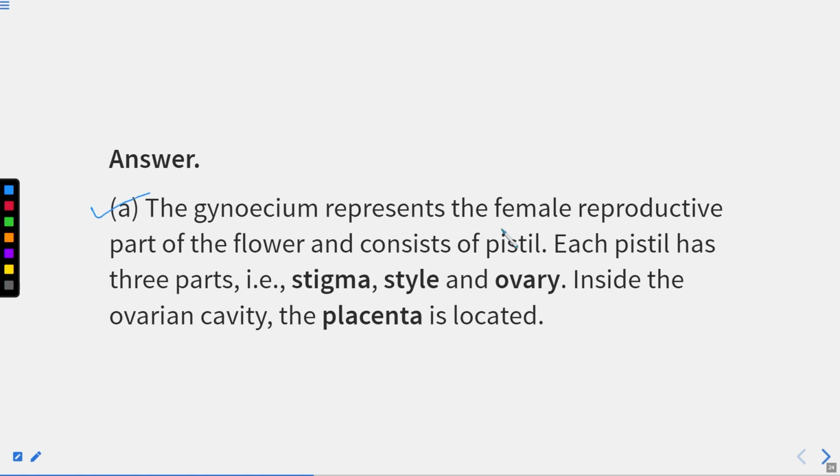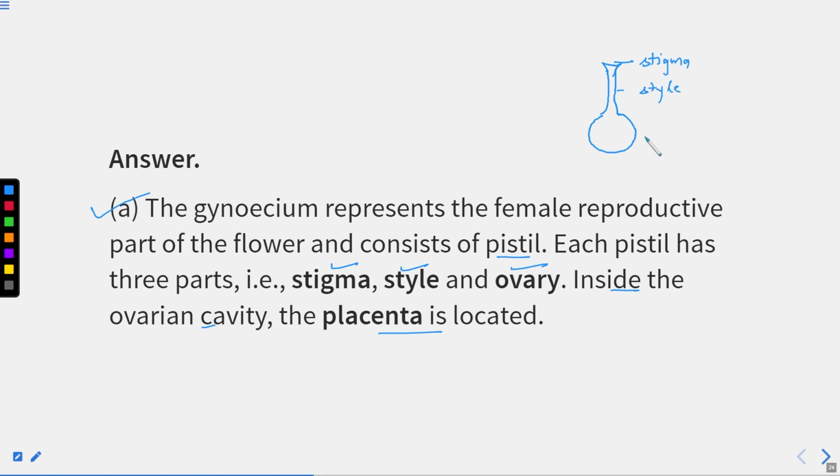The gynoecium represents the female reproductive part of the flower and consists of the pistil. Each pistil has three parts: stigma, style and ovary, and inside the ovarian cavity the placenta is located. You must already know how a pistil looks. It has a swollen base, which is known as the ovary. Then there is a tube-like structure through which the pollen tube travels, and this is the stigma, which is the receptive part.